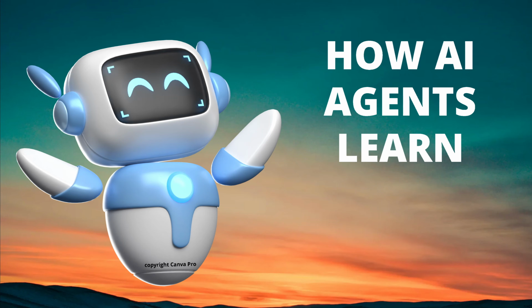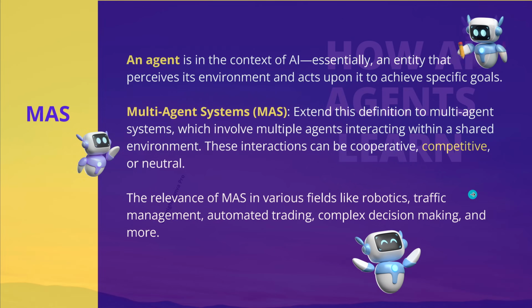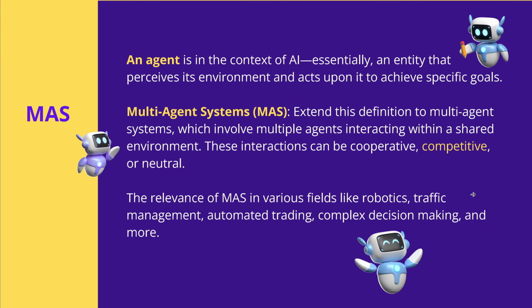Hello community! I was asked by a class if I can explain how AI agents learn between themselves. What if we have more than one AI agent? How is it possible that they can learn? Hello class, welcome. I make it as easy as possible.